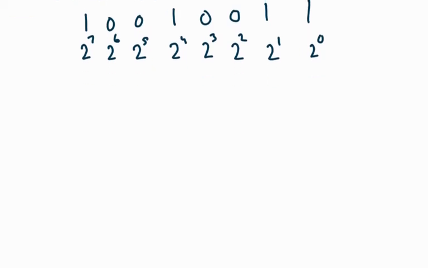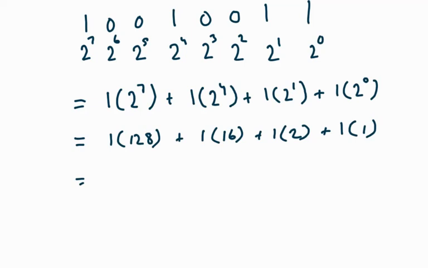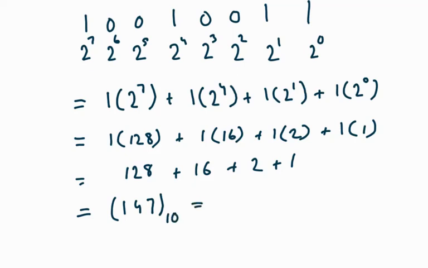Now what we do is we take the numbers that have a 1 on top of them and we start writing it like this. Plus we take the next number with a 1 on top of it, we write that, and we add all the numbers that have a 1 on top of them, and then we evaluate it. Adding these, we get 147. That is the decimal number equivalent to the binary number that you just converted. Don't forget to write the base under a number to make it clear which number system it belongs to.